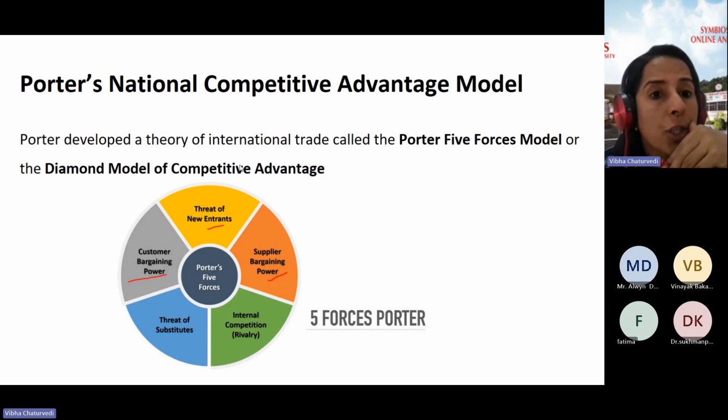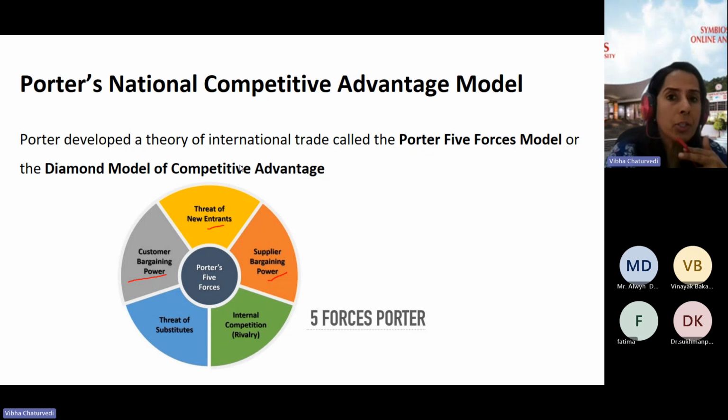So the threat of entry puts a cap on the profit potential of any industry. This depends on the size of the barriers. Now, how difficult it is to enter an industry is going to depend on what kind of barriers to entry an industry has. What are the barriers to entry?